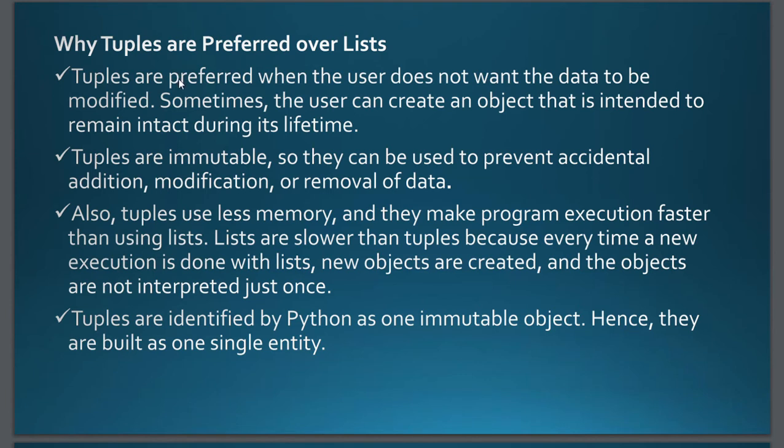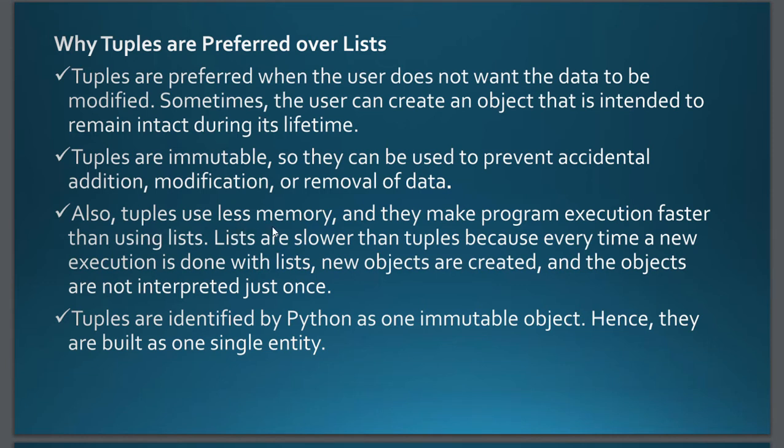Why are tuples preferred over lists? Tuples are preferred when the user does not want the data to be modified. Sometimes the user can create an object that is intended to remain intact during its lifetime. Tuples are immutable, so they can be used to prevent accidental addition, modification, and removal of the data.